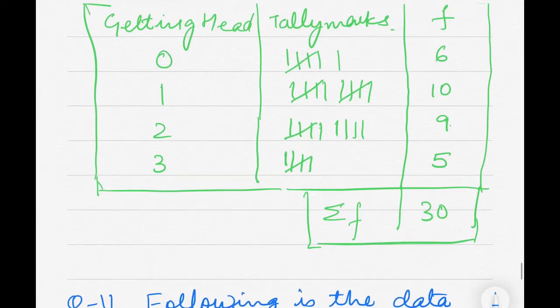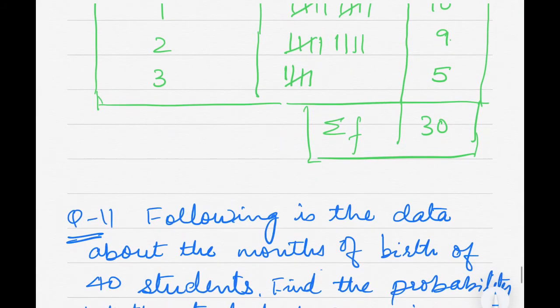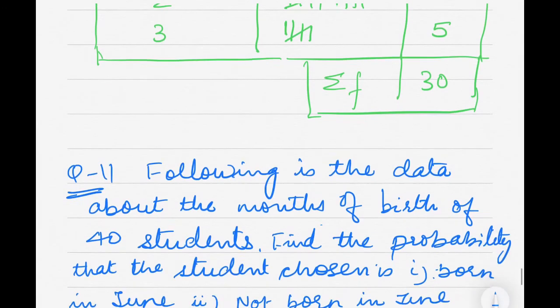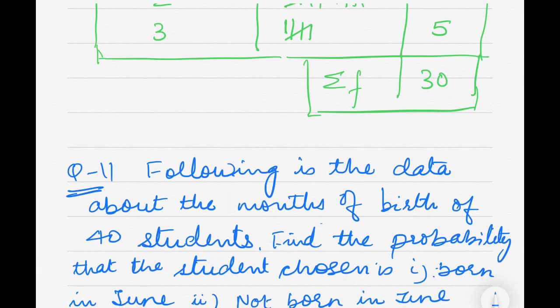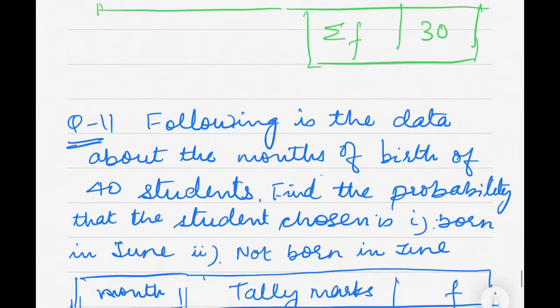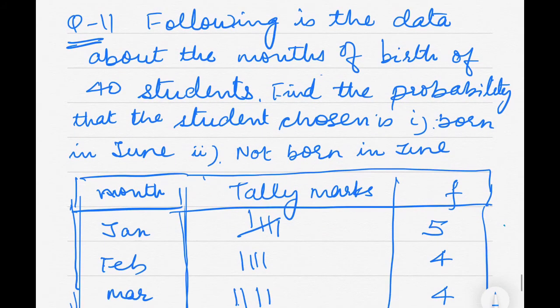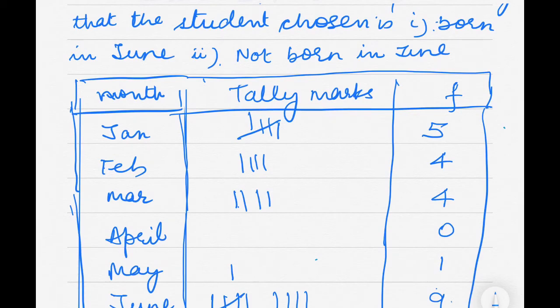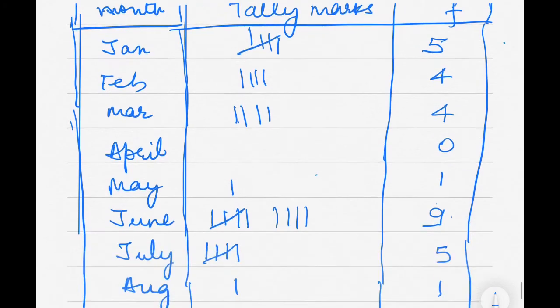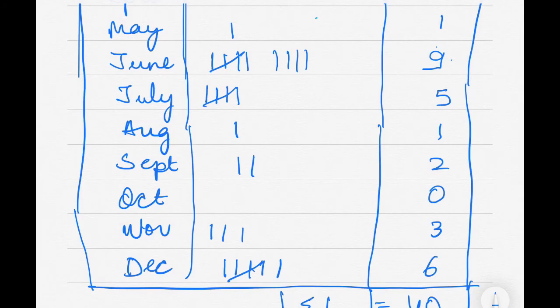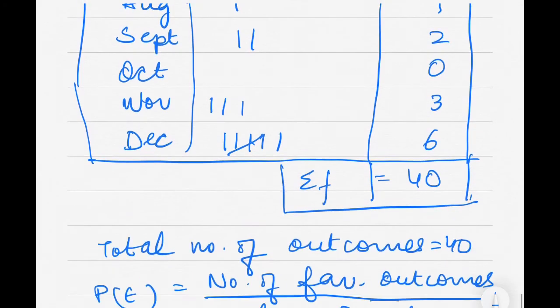So question number 11 says, following is the data about the months of birth of 40 students. Find the probability that the student chosen is born in June, and the second part is not born in June. So that's fine. We have been given data. The best way to solve these kinds of questions is to make a frequency distribution table, right? So I have made a frequency distribution table, which is shown like that. I know this totals 40 students, and I have put tally marks.